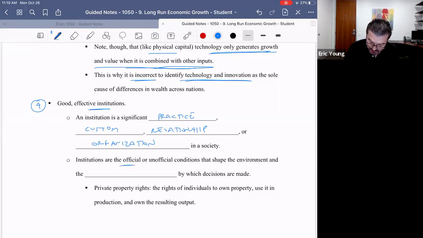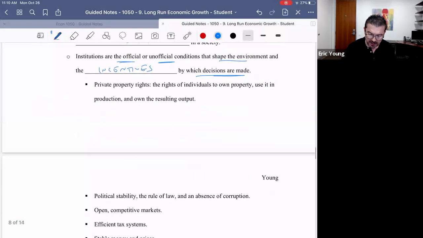Institutions, sometimes they're official, set by law. Sometimes they're unofficial, set by culture, set by tradition, set by informal arrangement and agreement of the citizens. But at its core, institutions, they shape the environment, and critically, they shape the incentives by which decisions are made, okay? What are some of the institutions that we're talking about?